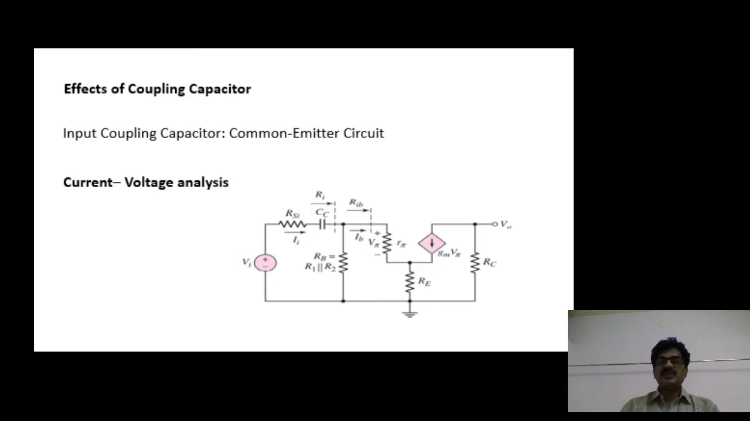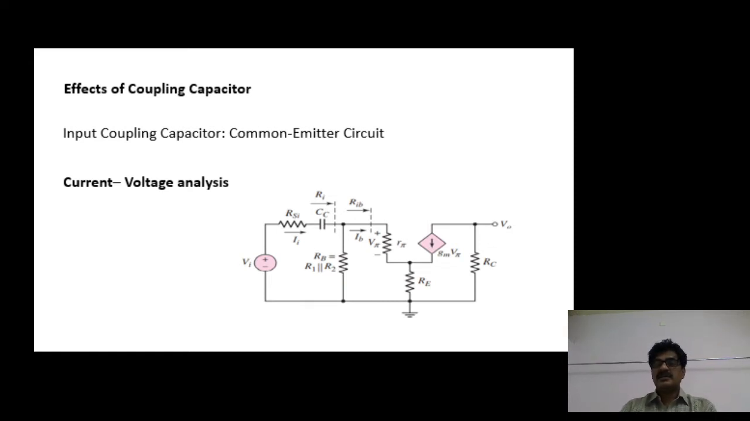For that analysis, I am taking an example circuit of a common emitter amplifier circuit. Here we have two different analyses. One is current voltage analysis and another one is time constant analysis. First of all, let us see the current voltage analysis.